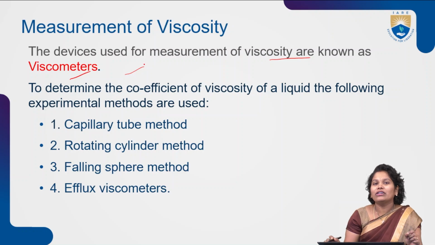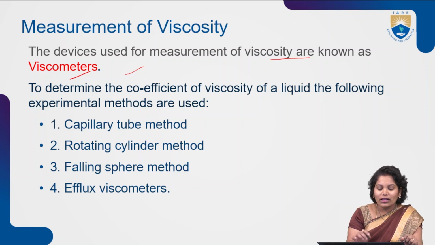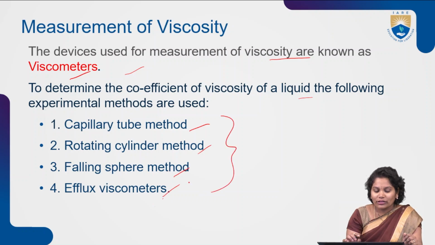So for measuring viscosity, there are 4 methods. Here we are discussing them. The first method is the capillary tube method, second is the rotating cylinder method, the third one is the falling sphere method, and the fourth is the reflex viscometer. These are the 4 methods used to determine the coefficient of viscosity of the fluid.